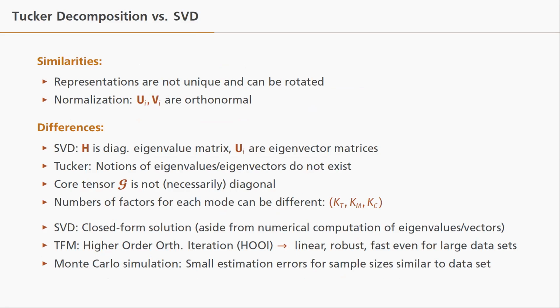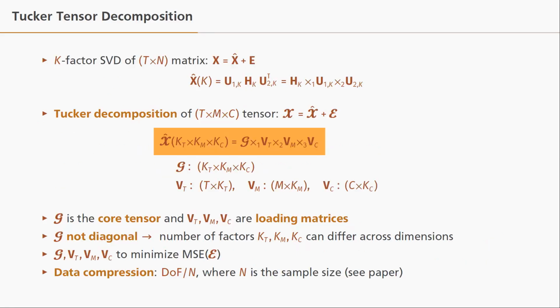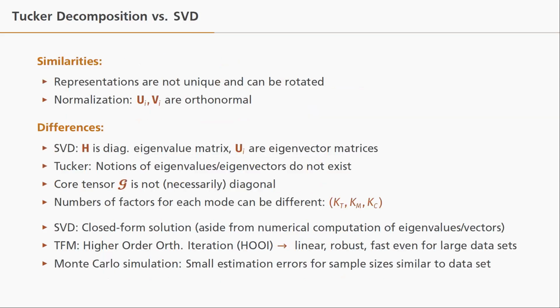So the way it's usually normalized is that these U and V matrices are orthonormal, so the columns are orthogonal, and the norm is 1. Okay. So it's natural in the SVD because of eigenvectors, right? But in the tensor, that's how we also normalize these. So I talked about this already.